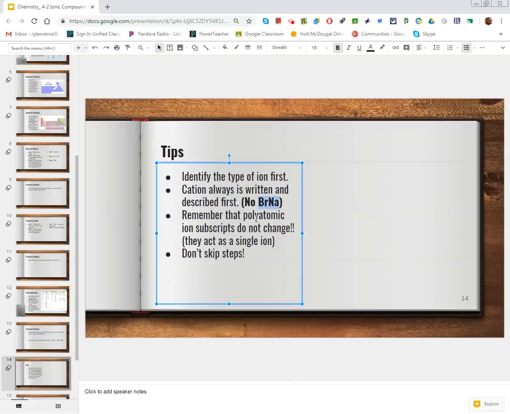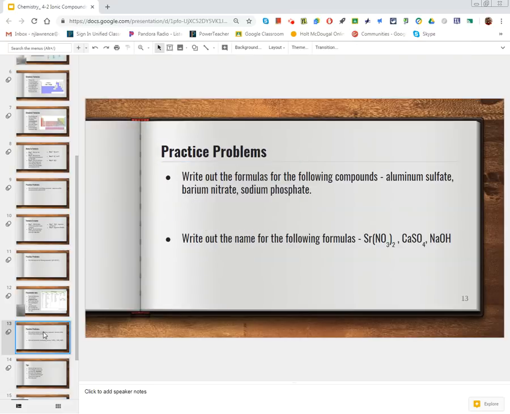Remember, when you use a polyatomic ion, the subscripts within the parentheses or the polyatomic ion itself does not change. Treat those as its own individual ion. And don't skip the steps. Even though you think you got this down, use the absolute value, use the crossing number idea. Don't skip any steps until you've really perfected it, and you won't really perfect this until after you perfect it on the test. So don't skip steps.